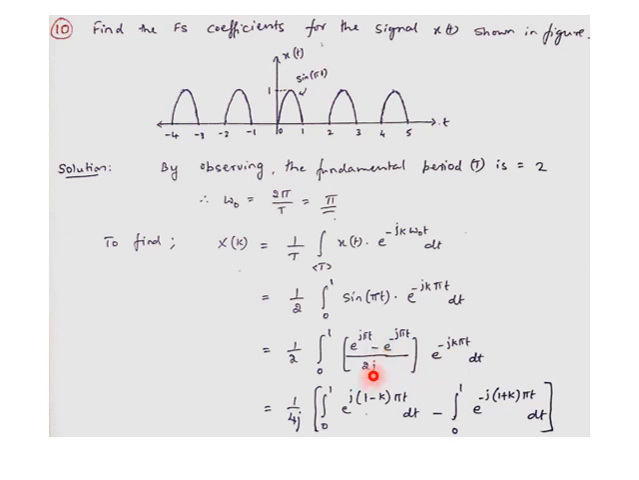Next, 2j is a constant, so you can take it outside, and 2 into 2 gives 1 by 4j, with integration 0 to 1. Multiplying this into this term, we get e to the power j pi t, where j pi t is constant, and 1 minus k remains, dt. Minus, this into this term along with the integration, minus integration 0 to 1 of e to the power minus j pi t, which is constant, so we take it outside, and what remains is 1 plus k, dt.